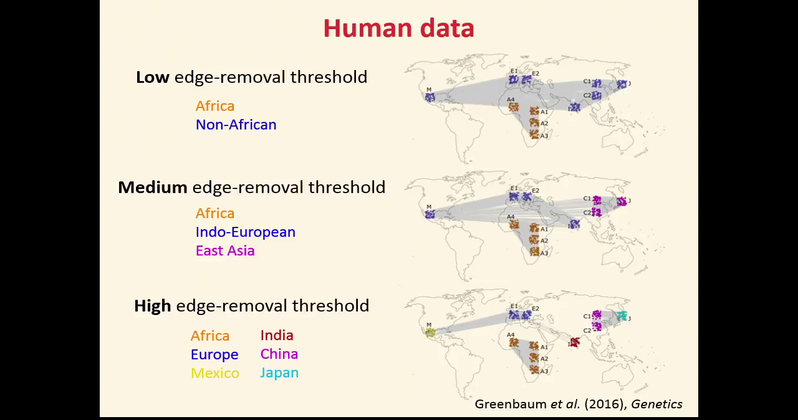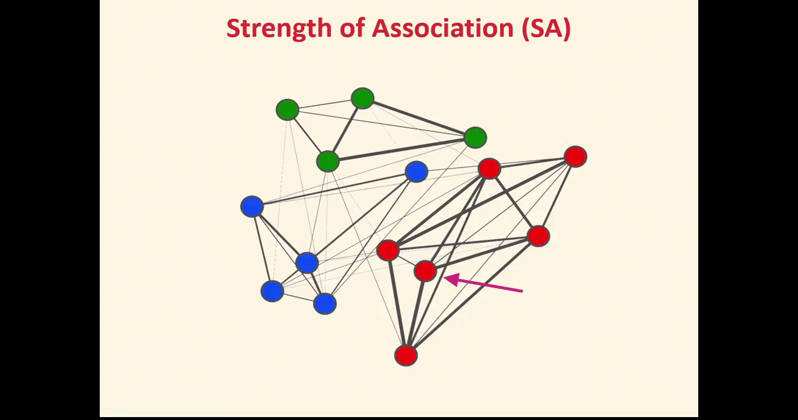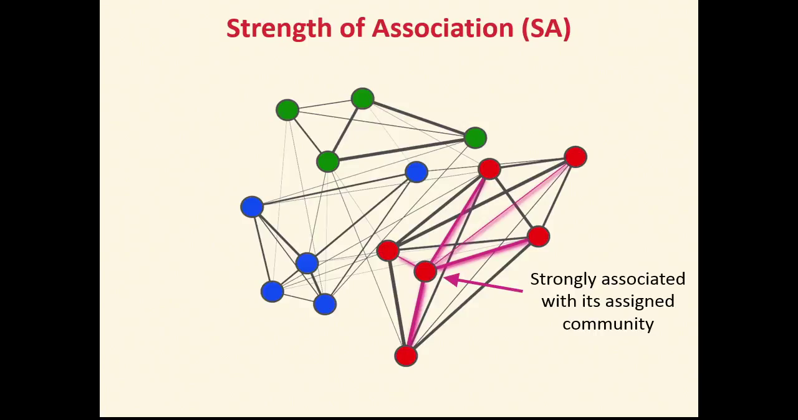So this analysis tries to look at groups of related individuals, but I was also interested in looking at how specific individuals are connected in these kinds of networks. So I want you to pay attention to this individual here. This individual here is assigned to the red community. But if we look at the edges connecting this individual, we see that this individual is connected only to individuals within its community, within the red community. So we would like to say that this individual is very strongly associated with its assigned community.